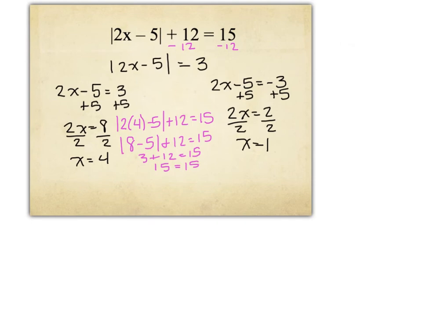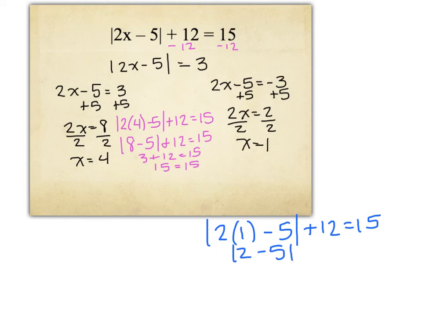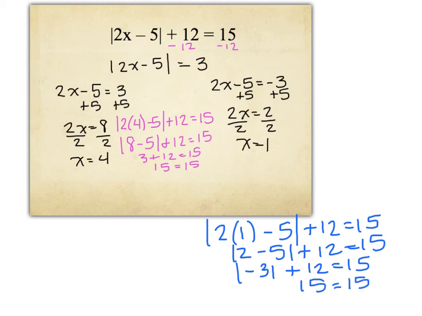I'm going to check the other one. It's the absolute value of 2 times 1 minus 5, plus 12 equals 15. 2 minus 5 plus 12 equals 15, and that's negative 3 plus 12, which becomes 3 plus 12 equals 15, so 15 does equal 15. Both x equals 4 and x equals 1, those are both solutions.